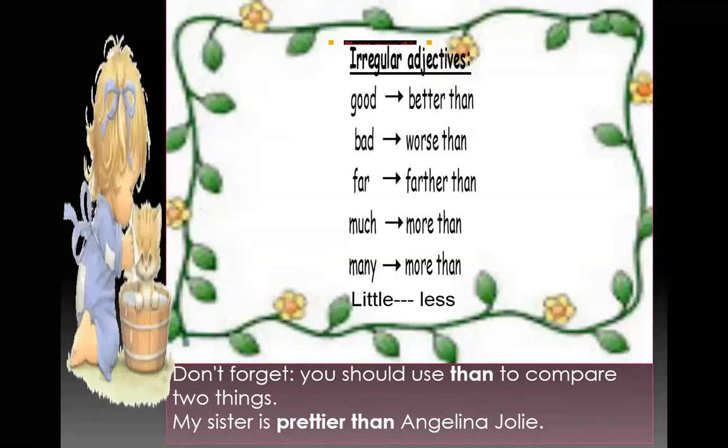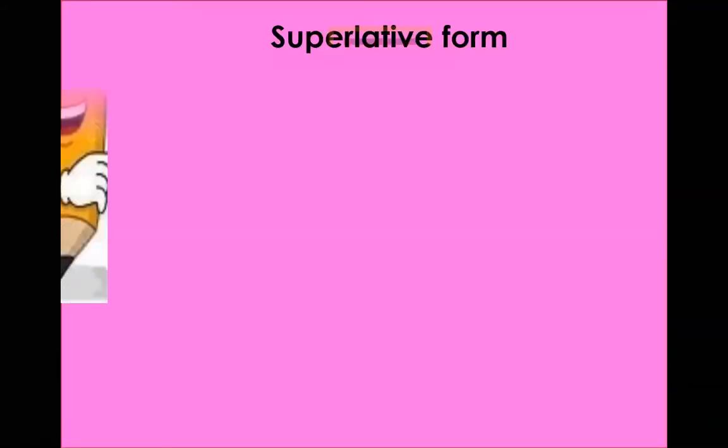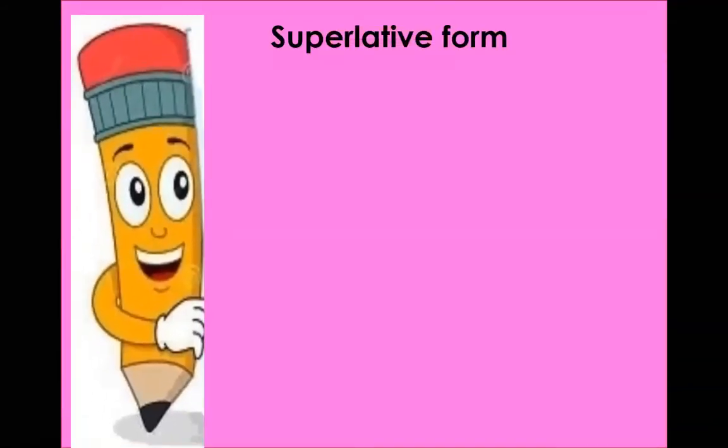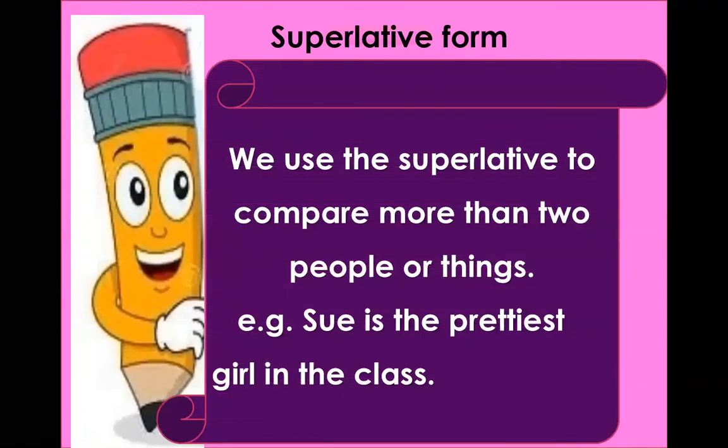Okay, so prettier is an adjective. We added it to compare between my sister and Angelina Jolie. Now we will go to the superlative form. When do we use the superlative form?